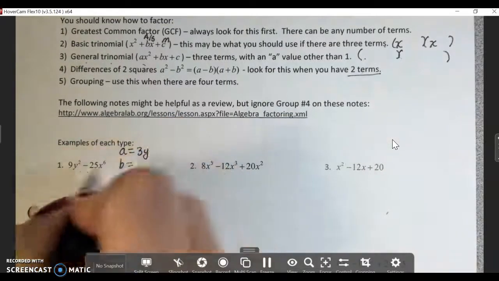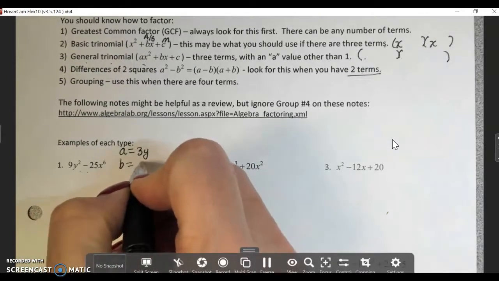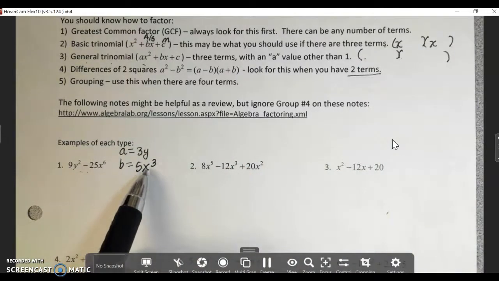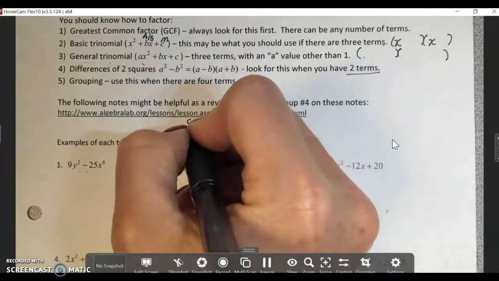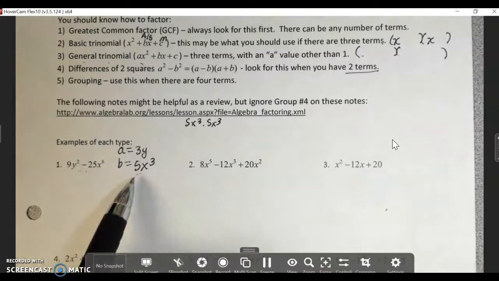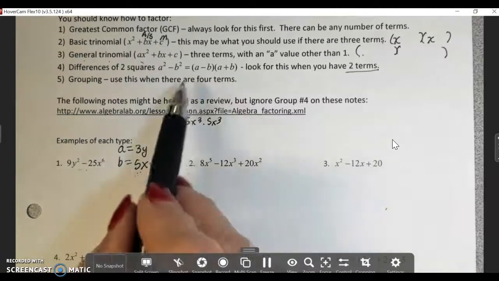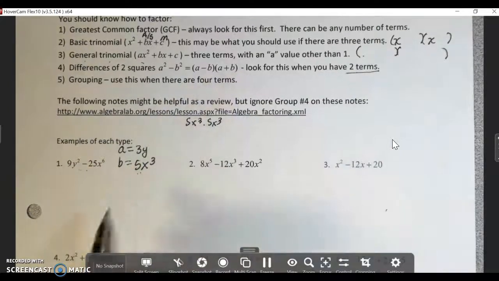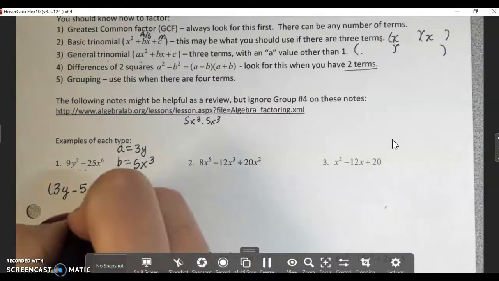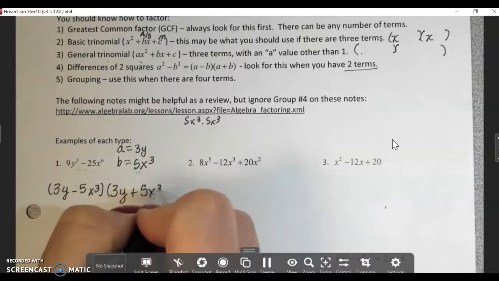Is there a square root of 25x to the 6th? What is it? 5x to the 3rd. Very good. That's because 5x to the 3rd times 5x to the 3rd would be 25x to the 6th. So that's going to have a perfect square root. So because this is the difference of 2 squares, it's just going to go A minus B, A plus B. So it's going to be 3y minus 5x cubed, and it's going to be 3y plus 5x cubed.